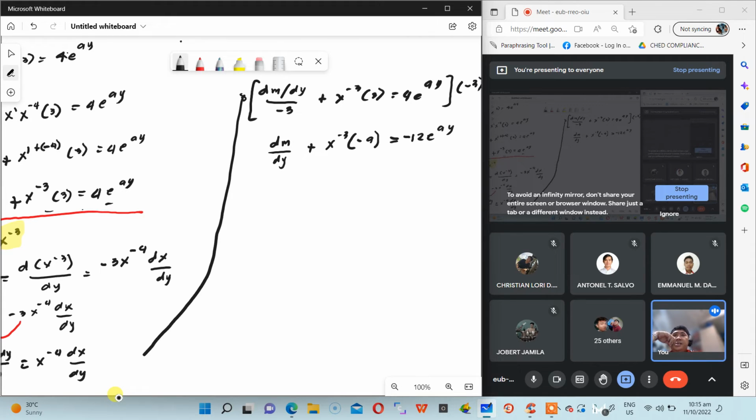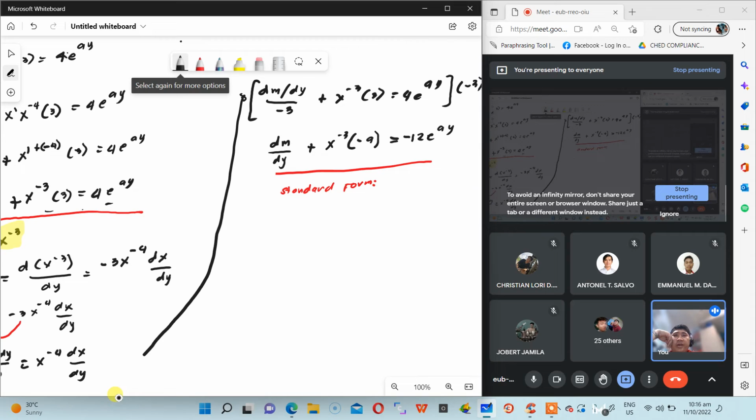Next, since we already have dm over dx, and we know that our m is just x, it's like dx over dy. We have this and this. Therefore, this is our standard form. From there, we could now get our p transform of x. Okay, what is our p of x?